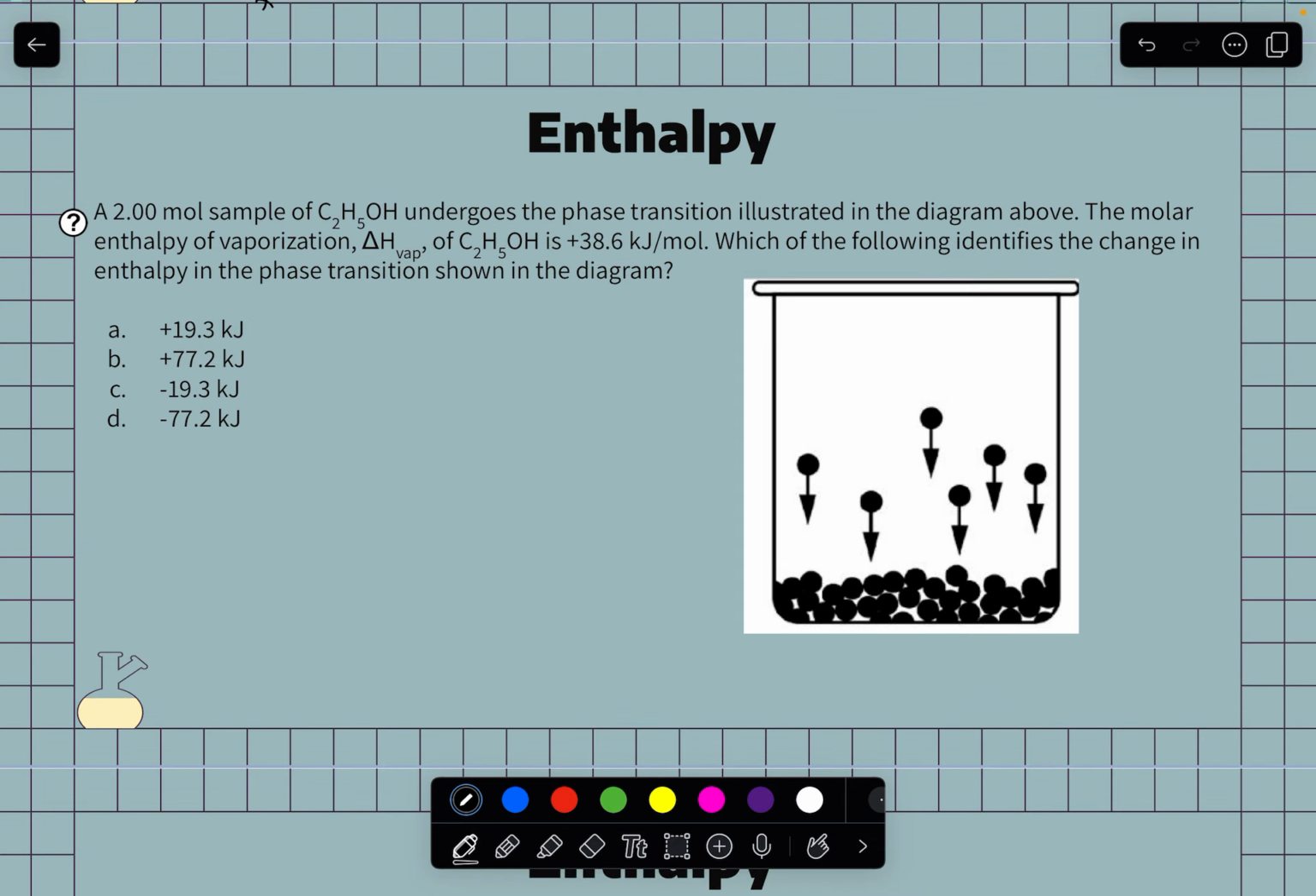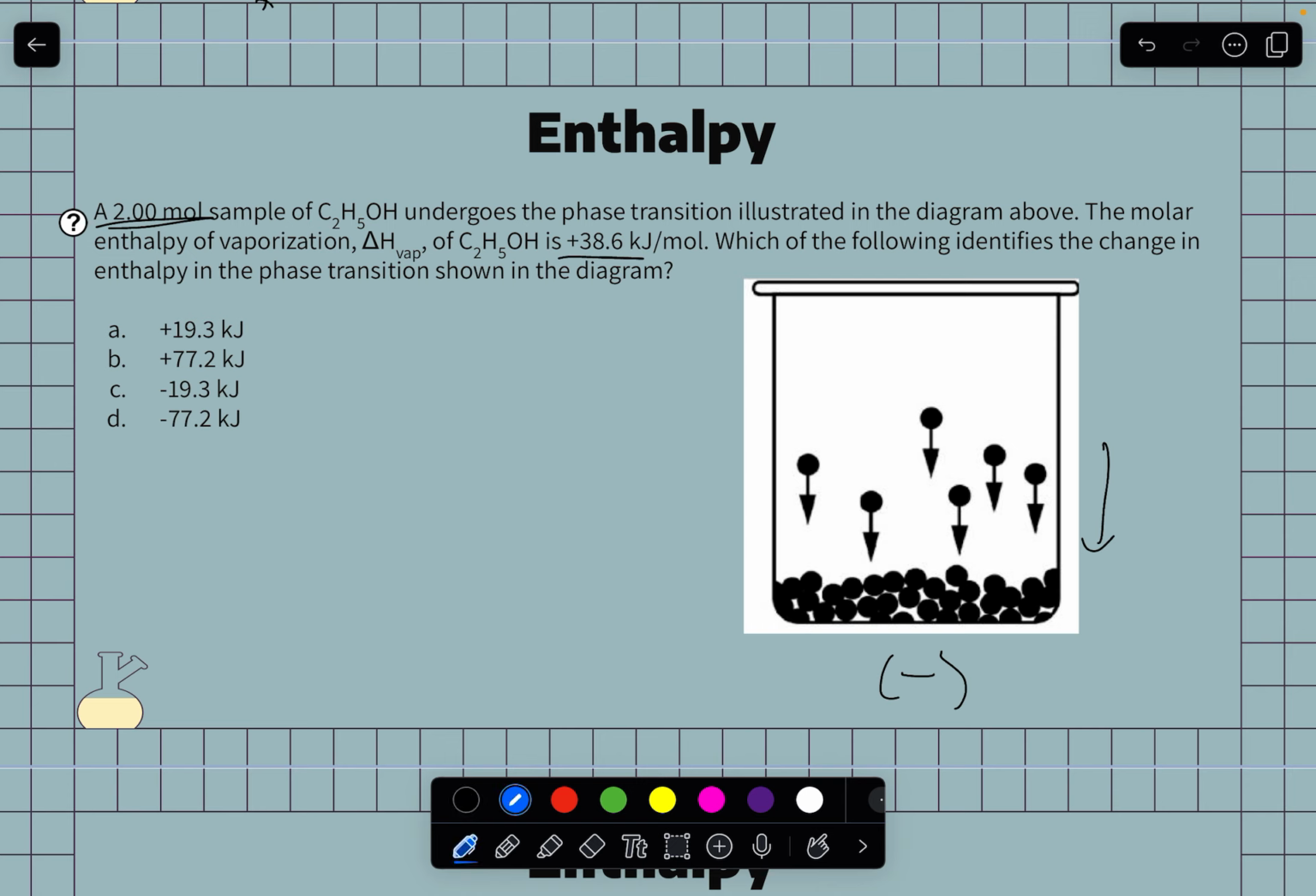All right, and then for this question here, we have a 2 mole sample of C2H5OH undergoes a phase transition illustrated in the diagram. The molar enthalpy, so delta H vaporization, is 38.6 kilojoules per mole. Which of the following identifies a change in enthalpy for the phase change? So first, let's look at the phase change. So we are going down. It's going from a gas to a liquid. Okay, so gas to a liquid, that's condensing. So we're going to have a negative number here. So enthalpy is going to be negative because we're condensing.